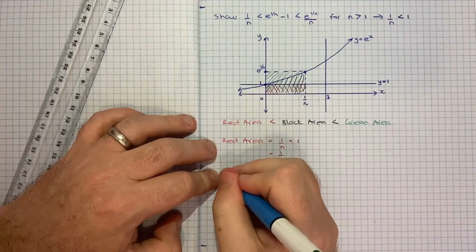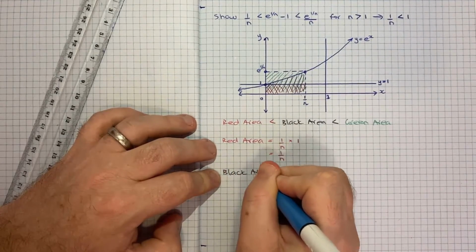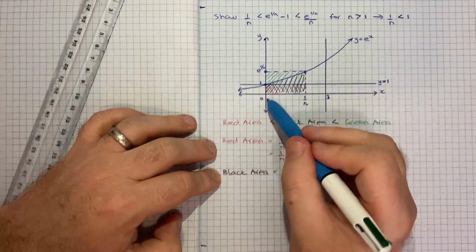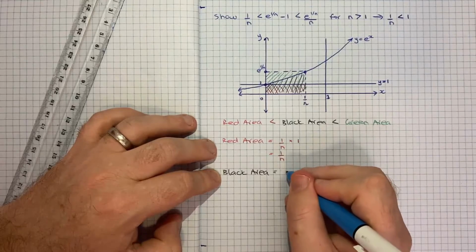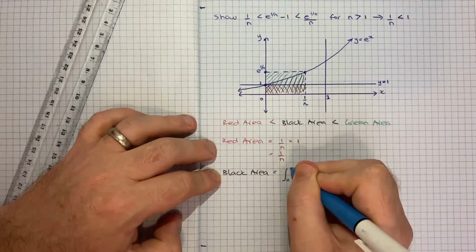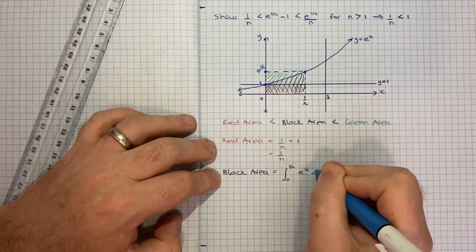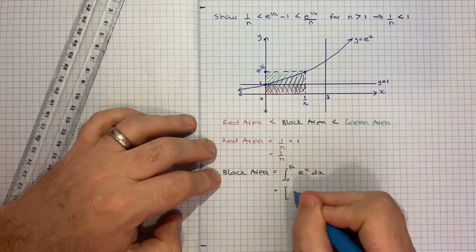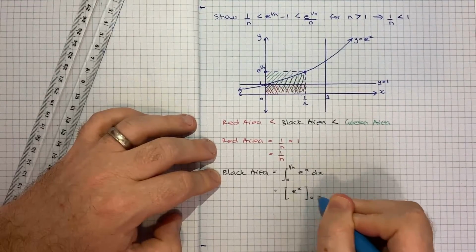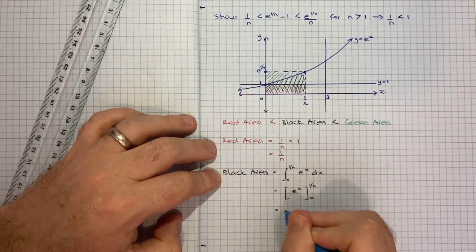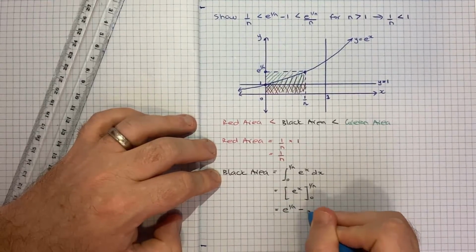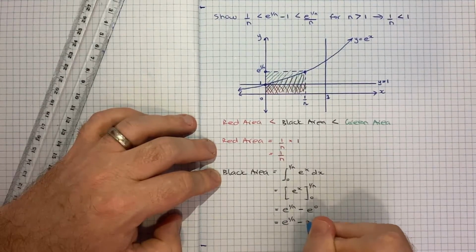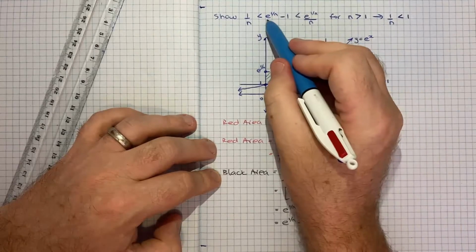If I look at the black area, that is the area under this curve y is equal to e to the x between 0 and 1 on n. So we can evaluate that using integrals. So we can go the integral between 0 and 1 on n of e to the x dx. That would give us that area. The integral of e to the x is simply e to the x between 0 and 1 on n. So we can write that as e to the 1 on n minus e to the 0. Anything to the power of 0 is 1, so that gets us e to the 1 on n minus 1. That's also good news because that's this bit here.